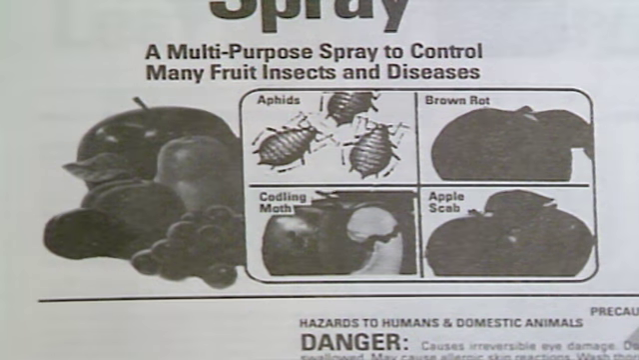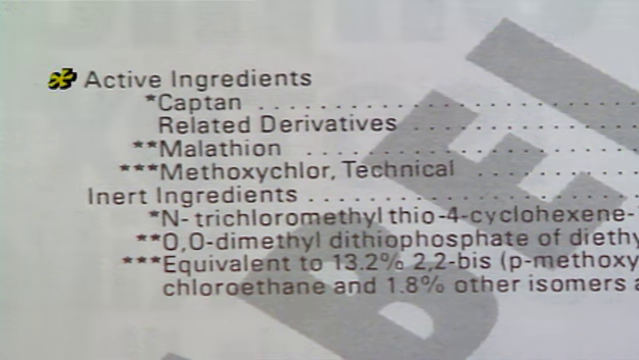And the example we have for the active ingredients is a fruit spray which says Orchard Home Spray. Now, when we move over to the active ingredient area on the label, it says Captan at 14.2%, related derivatives, which are products that are related to Captan, 0.8%, and then malathion, which is 7.5%, and methoxychlor technical, which is 15%. It also lists inert ingredients.